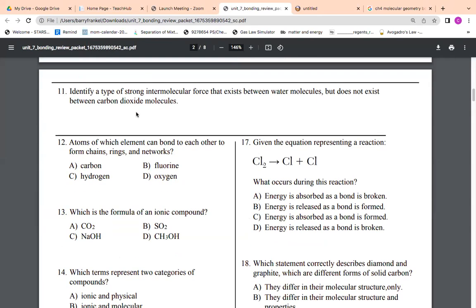All right, number 11. Identify a type of strong intermolecular force that exists between water molecules, but does not exist between carbon dioxide molecules. So again, water, super polar, carbon dioxide, nonpolar. Nonpolar molecules really are not held together very well. They have very weak intermolecular forces. That's why carbon dioxide likes to be in the gas phase. It doesn't really have anything trying to keep the molecules together.